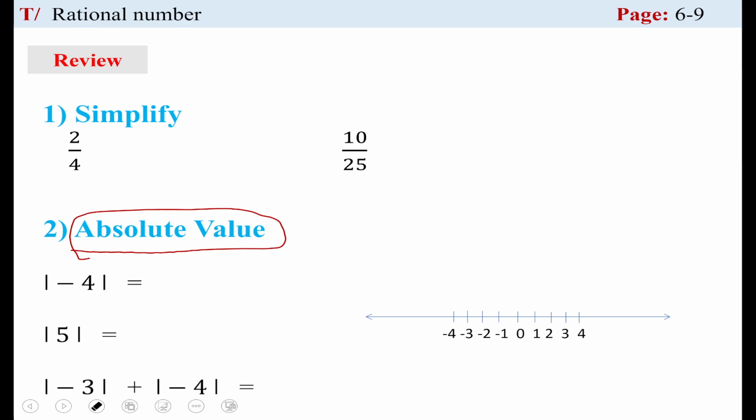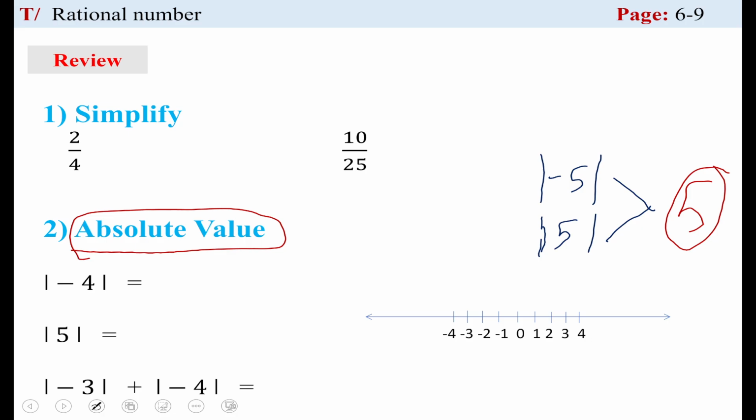Look at this number line. The 0 is in the middle, the right hand side is positive, and the left hand side is negative. Remember this: the absolute value of negative 5, this is the symbol, and the absolute value of 5. These two have only one answer, which is 5. Whenever we have the absolute value of negative 5 and the absolute value of positive 5, there is only one answer, which is 5. Let's see why it's 5.